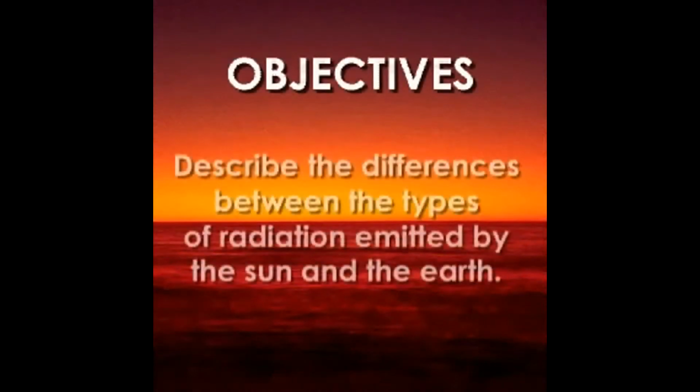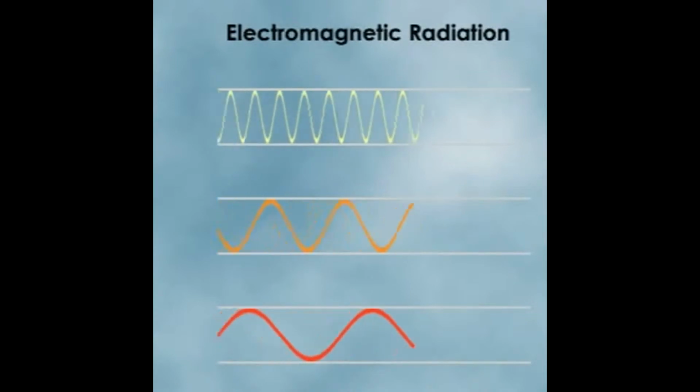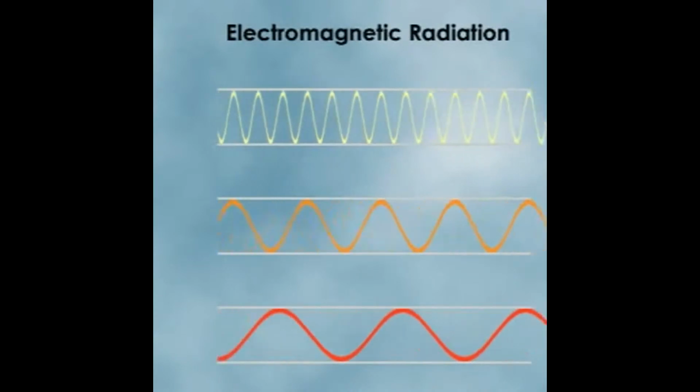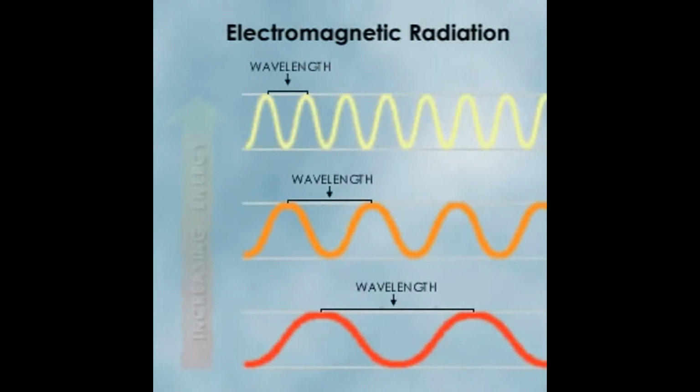The Sun and Earth both emit electromagnetic radiation. This movie will help you describe the differences between the types of radiation emitted by the Sun and the Earth. Electromagnetic radiation is energy that travels in the form of electromagnetic waves. Different types of electromagnetic waves carry different amounts of energy. The shorter the wavelength, the more energy carried by the wave.